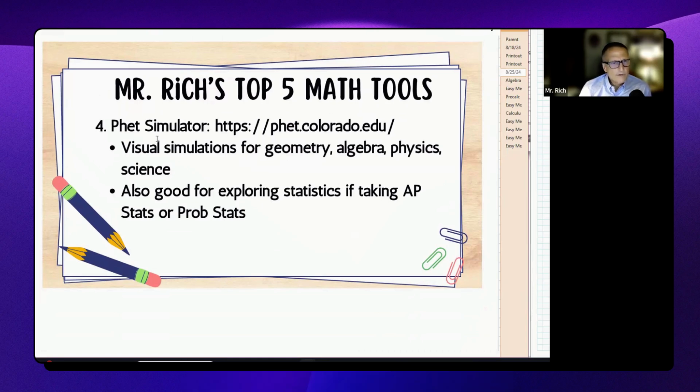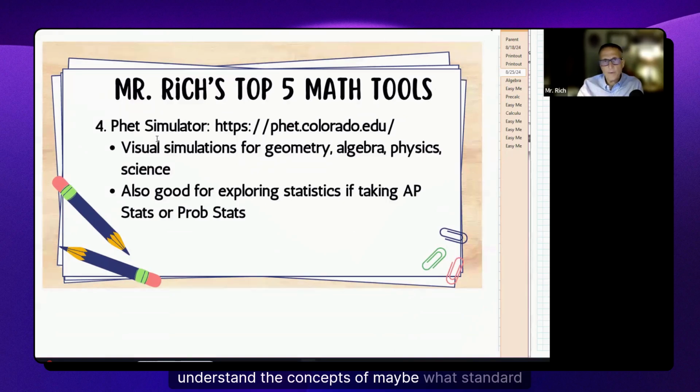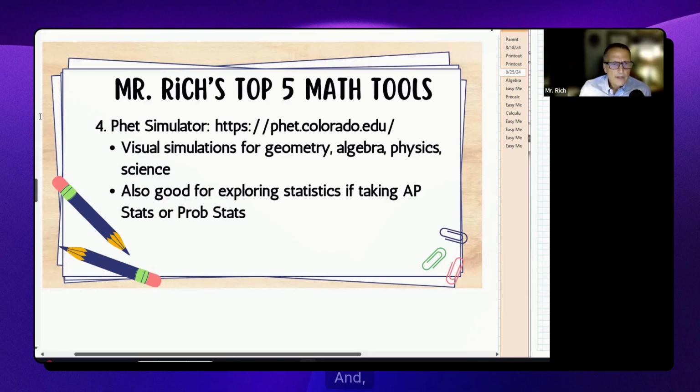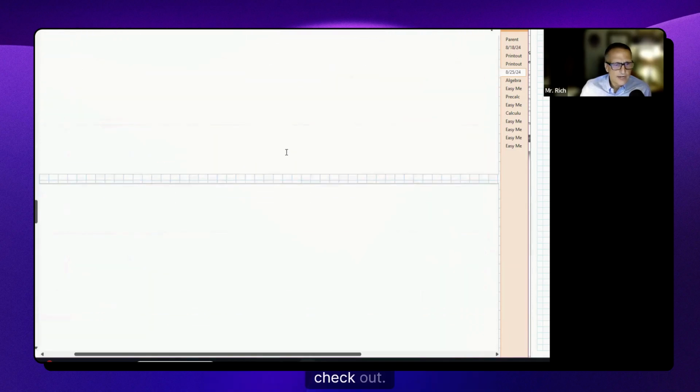Some teachers have used it for doing virtual science labs. It's really pretty cool, physics labs and such. It's also good if you're taking statistics, AP stats, or probability and stats. It's got some good simulations to help you understand the concepts of maybe what standard deviation is, mean and median, linear regression, all of those kinds of things you'll find in PhET. I'm not going to go over to the website, but it's definitely something for you to check out.